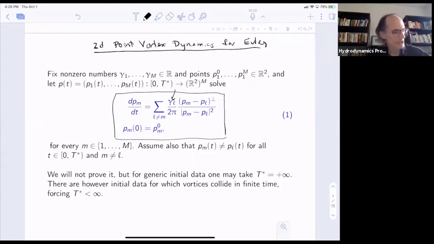Okay, so my goal is, I have all these points moving on the plane, given by an ODE. And my goal is to find solutions to the Euler equation that behave in a similar way.